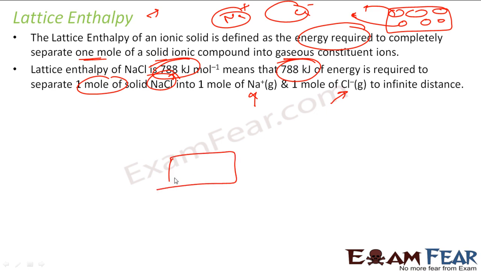So that means I have this is my NaCl in some crystal form, right? Now from this I want to separate, let's suppose, Na plus and Cl minus to infinite distance, then I need to provide this much energy.